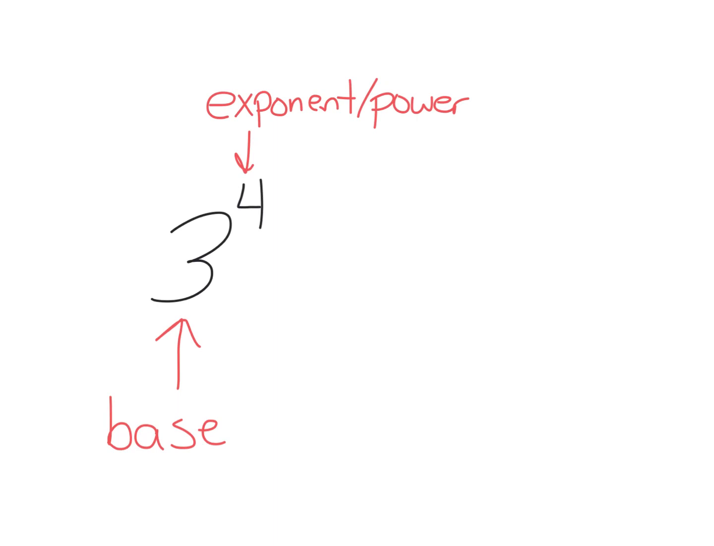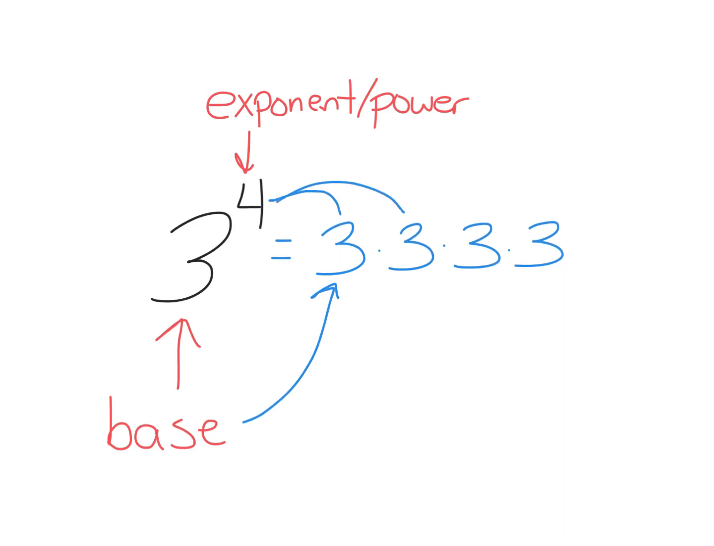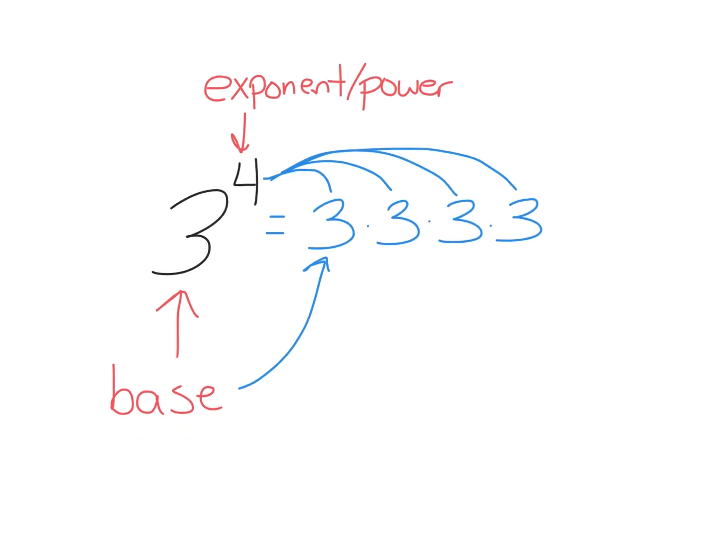Okay, now let's talk about what this means. What does 3 to the 4th power mean? Right, 3 times itself 4 different times. So our base is that 3, and the 4 shows up 4 different times. So what is 3 to the 4th power? 81. Any questions with that vocab? Quick review of what an exponent is.